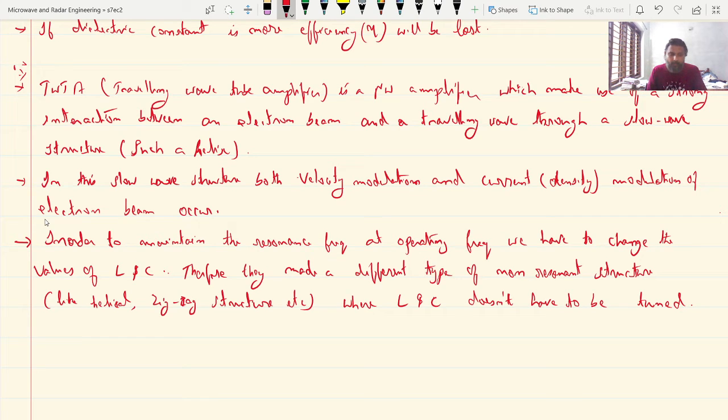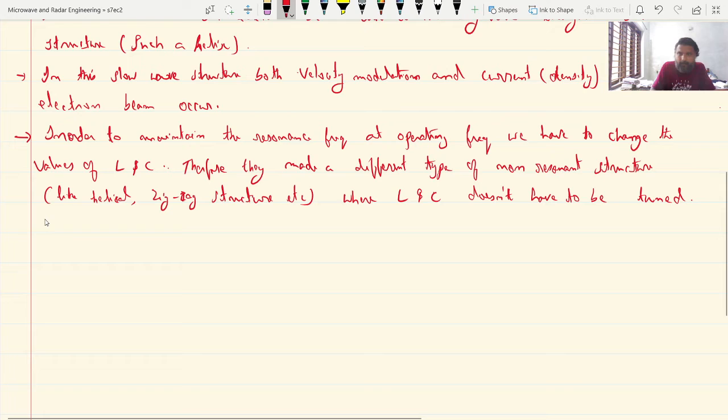because the wave that is passing through the helical structure will be very slow. The velocity of the wave passing through the helical structure will move very slowly. So the electrons coming earlier, later, as well as the reference electron, will all bunch at a particular point on a particular section. Okay, that is happening here.